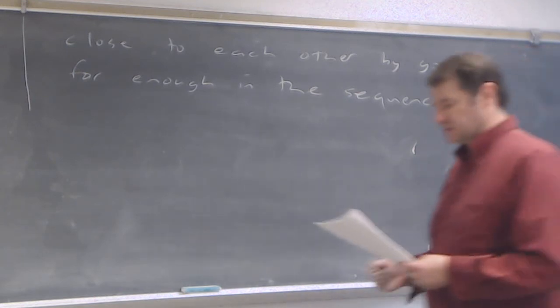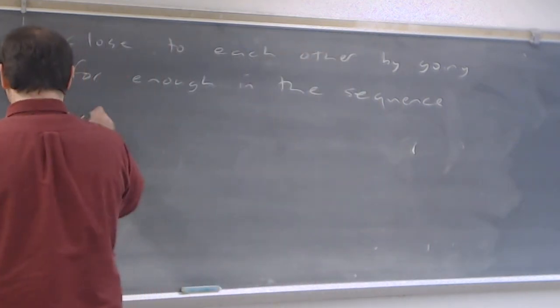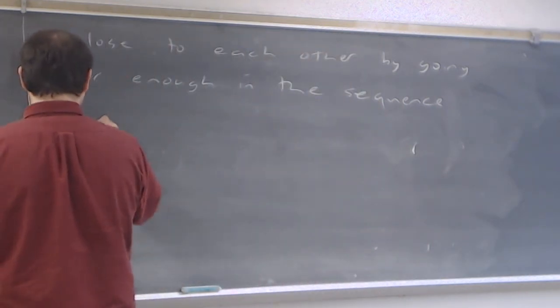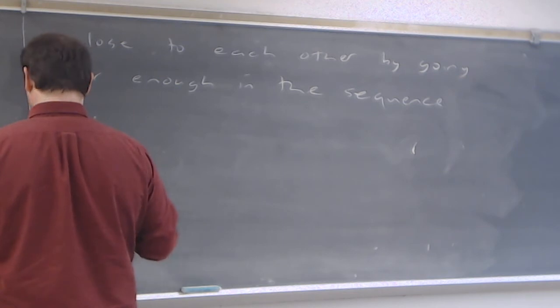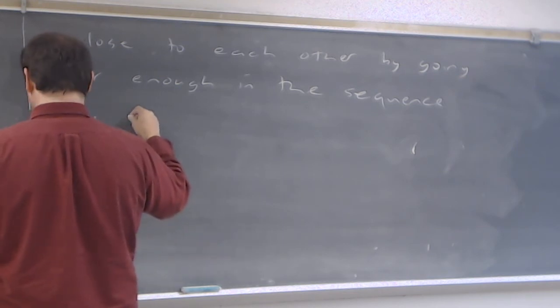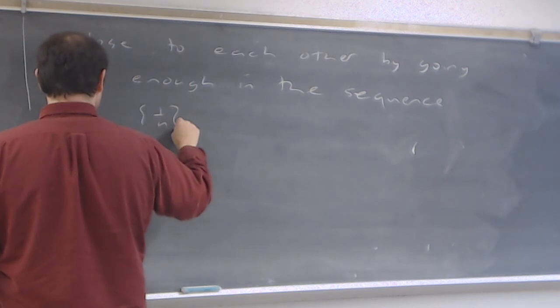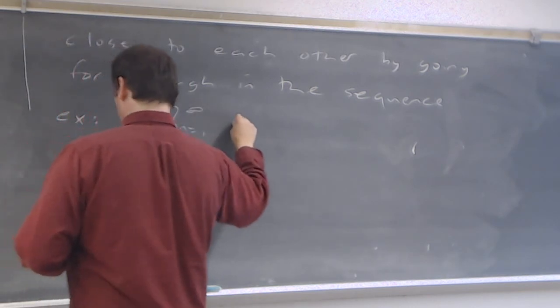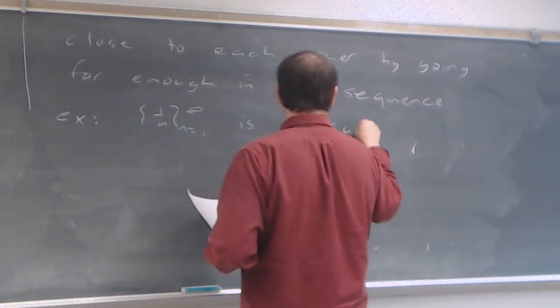Well, let's look at an example. So we'll look in R with the usual metric. As an example, the sequence 1 over n is a Cauchy sequence.